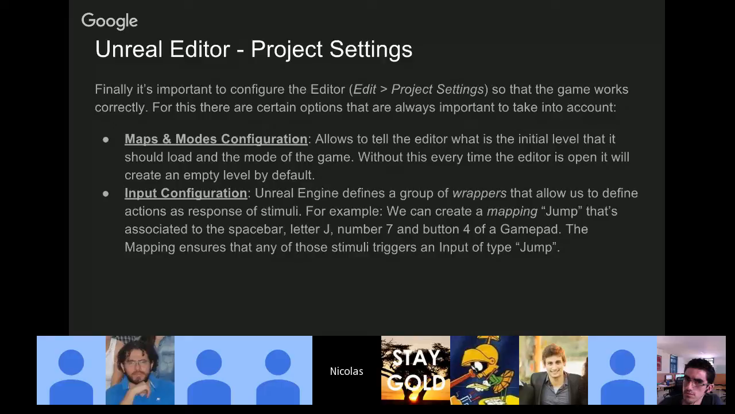And then you can do the input configuration. Unreal Engine gives us something like a group of wrappers that lets us define actions as a response to stimuli. For example, we can create a mapping called jump that is associated with the spacebar, the letter J, the number 7, and button 4 of a gamepad. And every time in our game that mapping gets executed, so if I press J, or if I'm using a joystick and I hit button 4, my character will trigger the input jump.